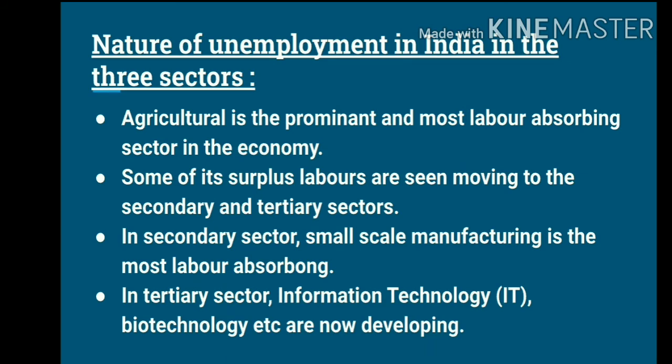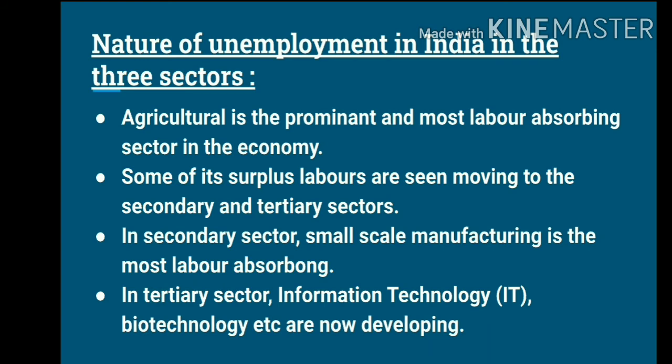So students, India is basically a rural economy. Agriculture is the most prominent and labor absorbing sector in the economy. As I have already told you, around 75% of the people are found to be engaged in agriculture, and this is leading to the problem of disguised unemployment. Some of its surplus labor, some of its extra people, are seen moving to the secondary sector or to the tertiary sector. In the secondary sector, most of them are employed in small scale manufacturing units. So when it comes to the secondary sector, small scale manufacturing is the most labor absorbing activity.